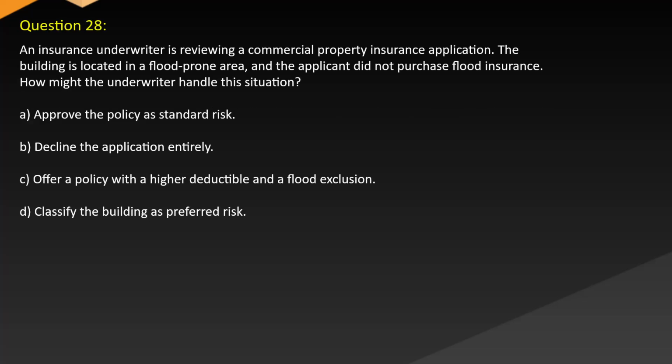Question 28. An insurance underwriter is reviewing a commercial property insurance application. The building is located in a flood-prone area, and the applicant did not purchase flood insurance. How might the underwriter handle this situation? A. Approve the policy as standard risk. B. Decline the application entirely. C. Offer a policy with a higher deductible and a flood exclusion. D. Classify the building as preferred risk.